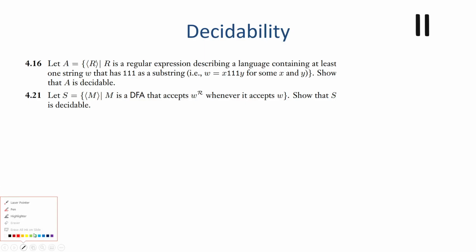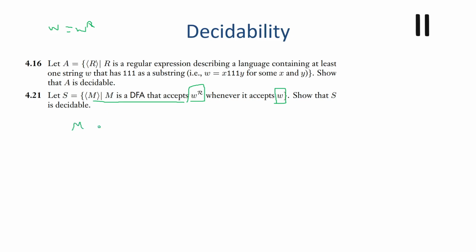S is a language that will accept DFAs M if M accepts the reverse of W when M accepts W. So again, as this is a language, it will accept the DFAs M if, when M accepts W, it will also accept the reverse of it. Now, I made a mistake in class where I just assumed that they probably mean the language of palindromes, right? Because the language of palindromes would mean W is the reverse of W. But again, we need to be careful. That's not what they're saying. They're not saying that the DFA M accepts W when it equals the reverse. All they're saying is, when M accepts W, it'll also accept the reverse of W.